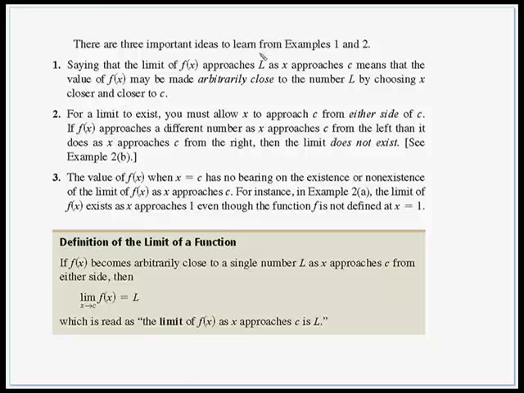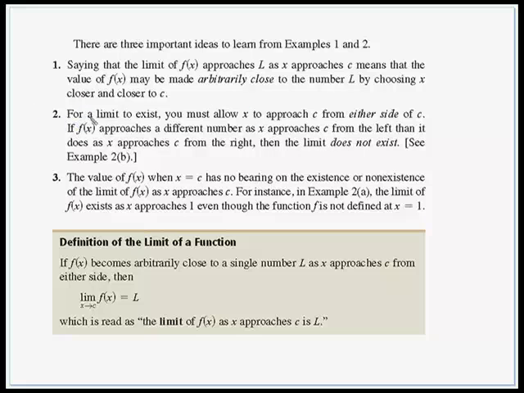So there's 3 important ideas to take from these 2 examples. Saying that the limit of the function approaches some number L, as x approaches some number on the x-axis, in our examples it was 1, means that the value of the function, f of x, that's a value on the y-axis, may be arbitrarily close to our number L by choosing x values closer and closer to c. And that's what we did on our tables. As we got closer and closer to our number of interest at the middle of the table, we were getting arbitrarily close to some number on the y-axis.